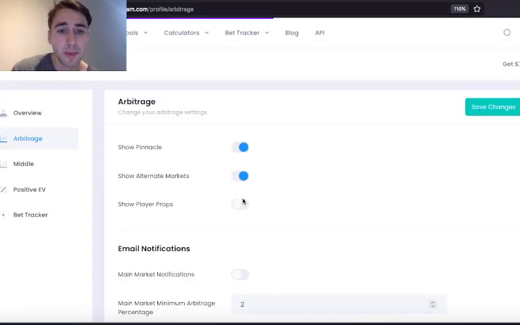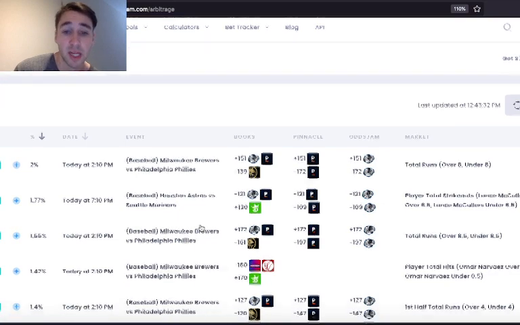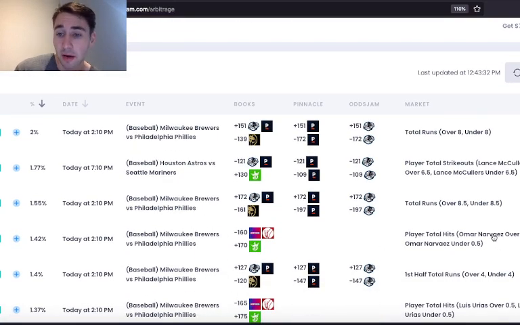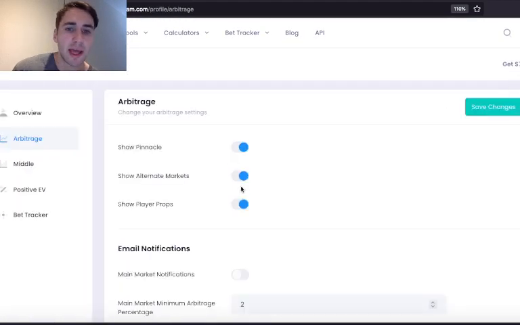Sometimes arbs will be much better, sometimes they'll be worse. You can turn player props on to see if that brings new opportunities in if you're looking to make risk-free money, and we see it does. Right, like right here, this guy to get a hit, Omar Narvaez, 1.42% return. So maybe that's something you want to bet if you have those accounts.